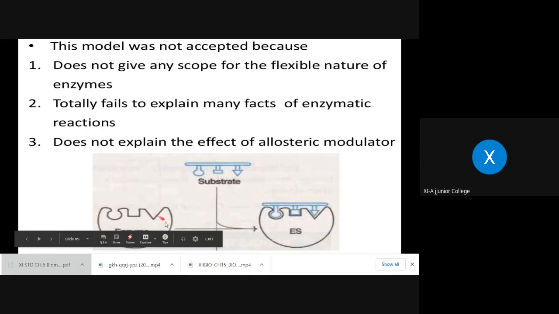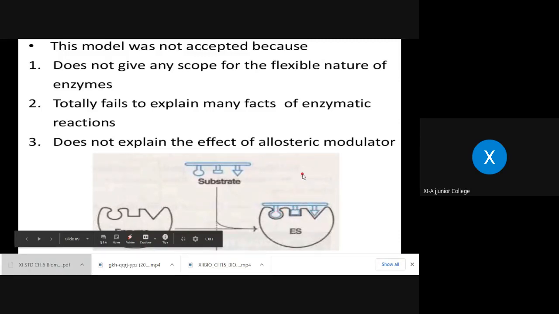According to this theory, this active site is rigid. That means it cannot change its shape. It is fixed, it is rigid. Only that substrate can fit in the active site of the enzyme which can accommodate it in size. So the active site of the enzyme is rigid and cannot change as per this model, which is called the lock and key theory. Accordingly, only the substrate having that particular shape will fit the active site of the enzyme, forming the enzyme substrate complex.